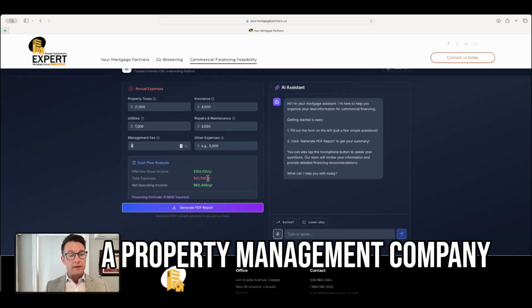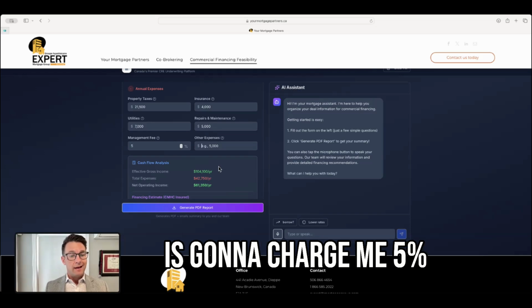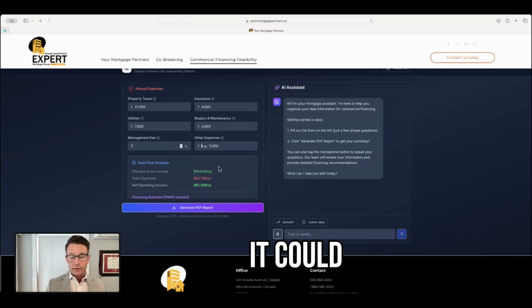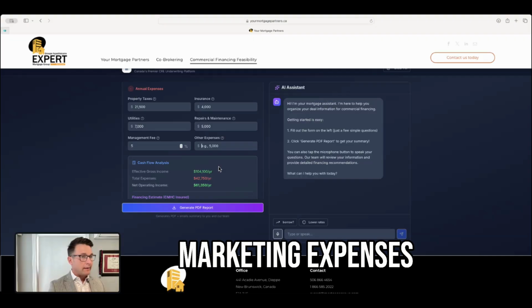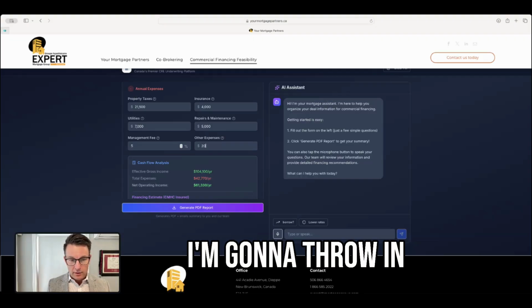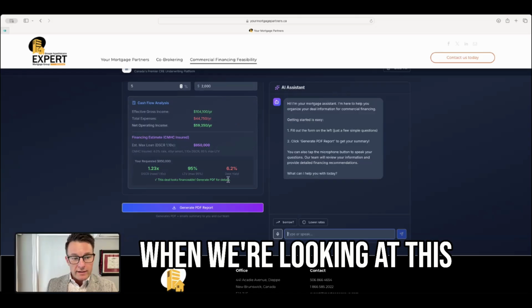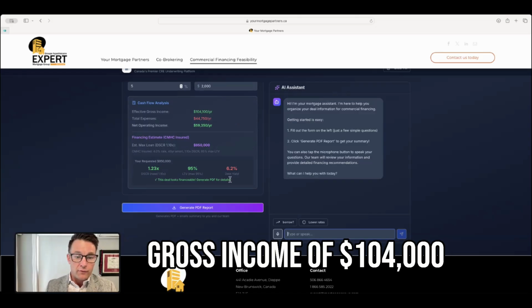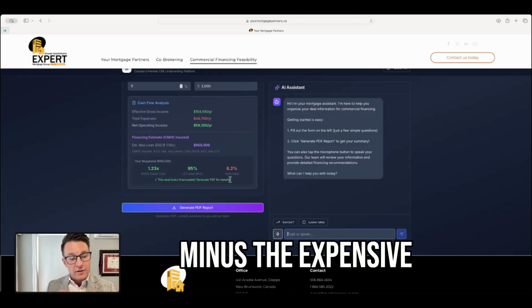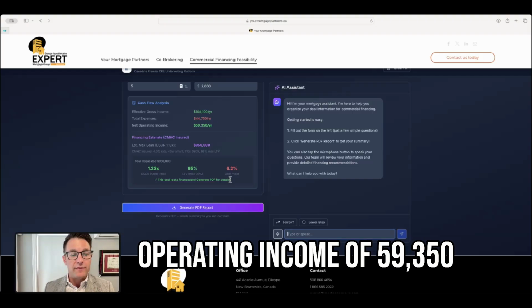And I'm going to use a property management company that's going to charge me 5%. Any other expenses? Well, there could be some marketing expenses, accounting, bookkeeping, and some of these things. I'm going to throw in $2,000 essentially in there. So in this scenario, when we're looking at this, we have an effective gross income of $104,000 minus the expenses. You have a net operating income of 59,350.